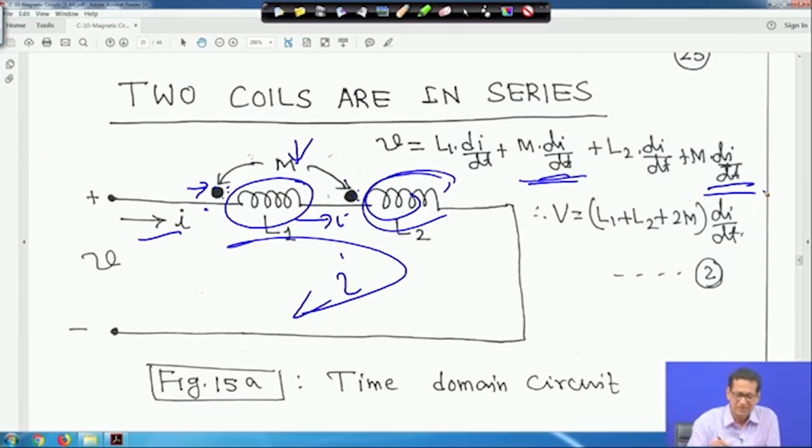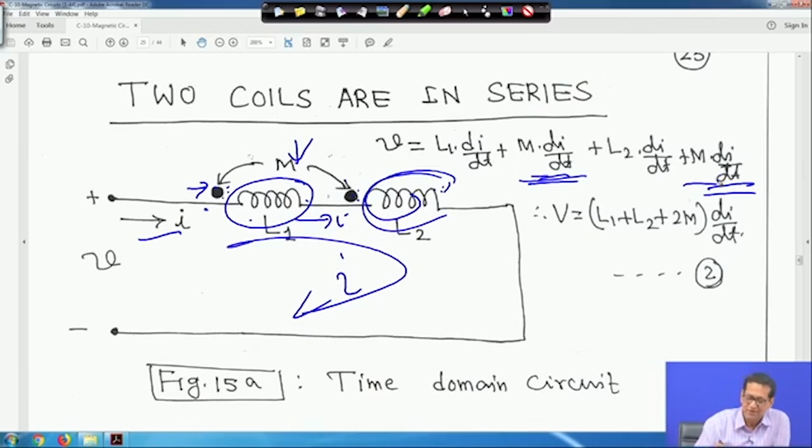Once, when you are writing for this coil, that M di/dt will come for this coil because of this coil, and M di/dt will come here because of this coil. So repetition will be there. One should not make any error in this. That's why twice it is there. You have to consider each coil independently, and that's why twice it is there.